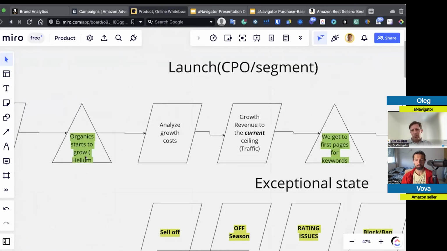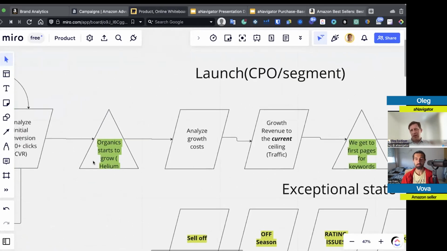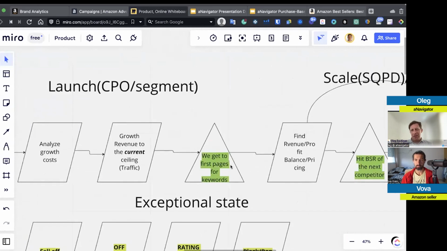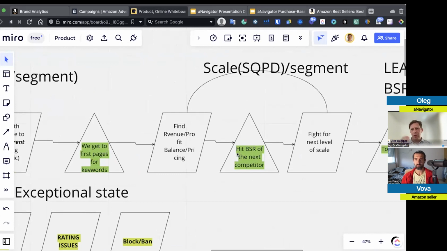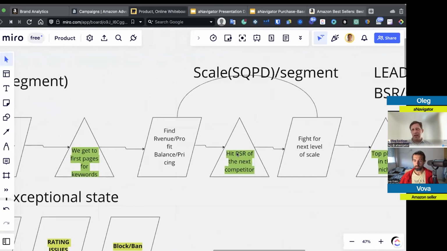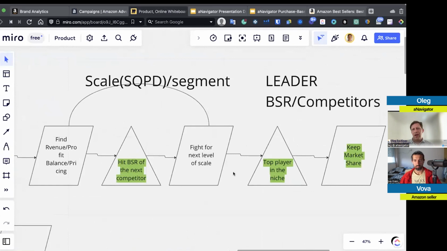Again, I want to go by stages. On the first stage, we want to see some organics. At the second stage, we want to be on the first pages for some keywords. Then we start to focus on BSR and getting more and more. And eventually we become a top player in our sub niche or in the niche in general.